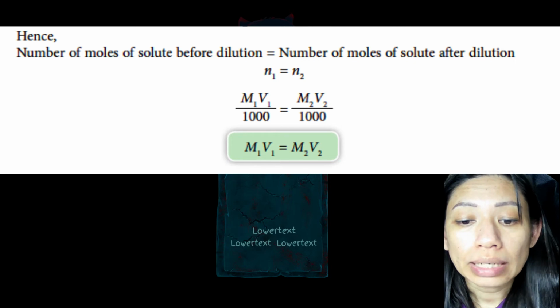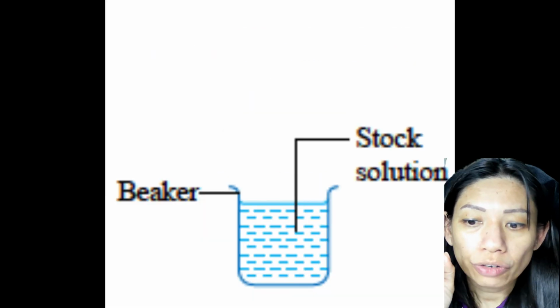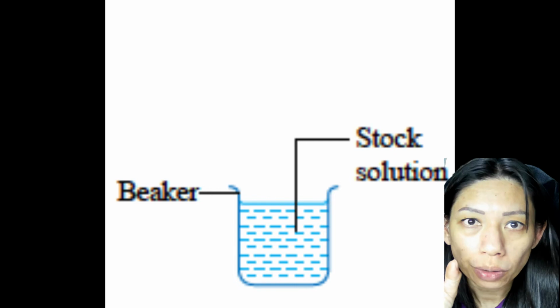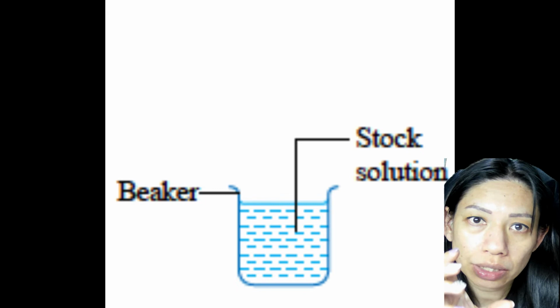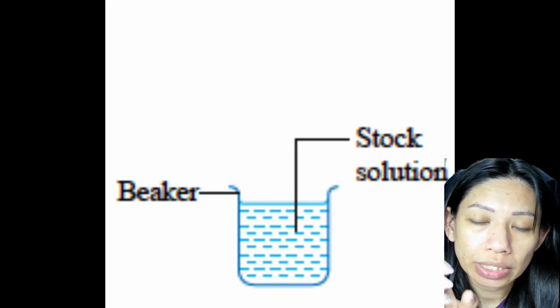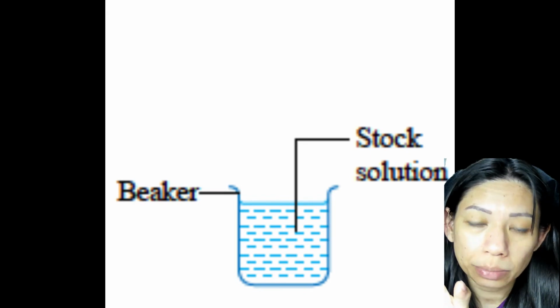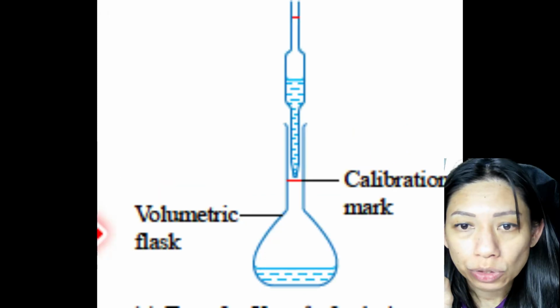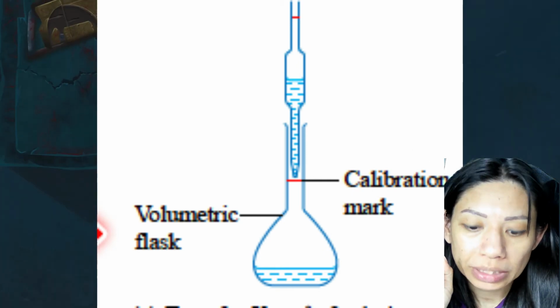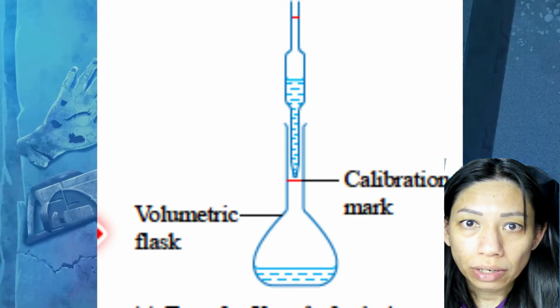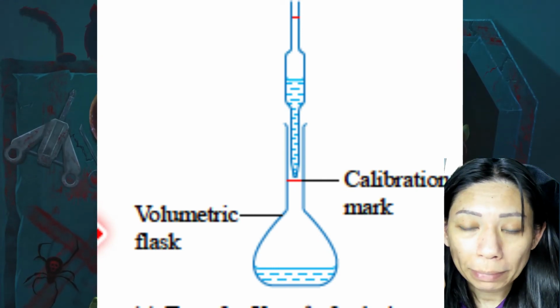So how do we actually conduct the process? The first step is to prepare the solution. The stock solution is your initial sodium carbonate, which was 1.0 mole per cubic decimeter. You prepare the solution in a beaker. So that's step 1. Now step 2, after calculation, we already know we need 20 cubic centimeter. So you use a pipette, you pipette out.